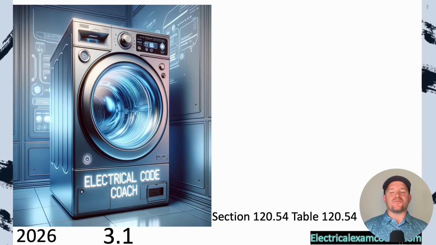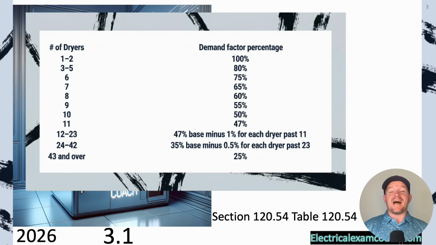In this exciting lesson, we're going to learn all about dryer calculations. Let's get to it. For our dryer calculations, you're going to turn in your NEC to table 120.54. Head there in your book now. When we get there, we find that it's a very simple table to read and comprehend. This one is paraphrased, so your table is going to look a little bit different. On the left-hand side, we're going to find our number of dryers. So however many dryers are in our calculation, we're going to fall into that column. Then all we have to do is cross over to our demand factor in percent.